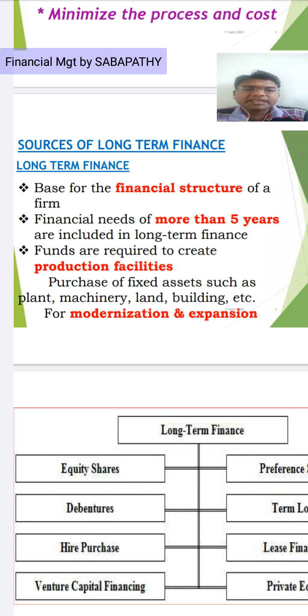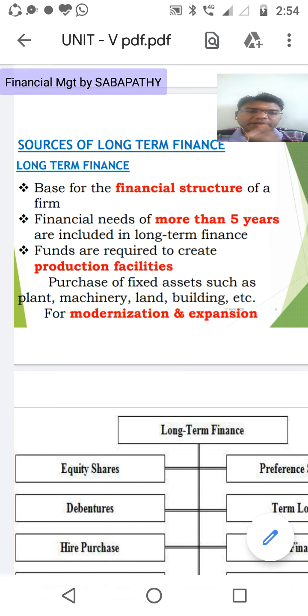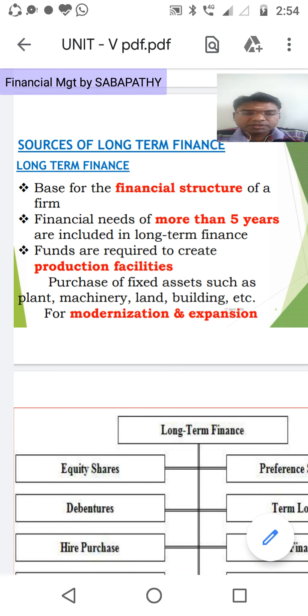So the finance can be generated by any company from two types of sources. That means the fund can be generated by any company from two sources. One is a long-term source of finance and another one is short-term sources of finance.